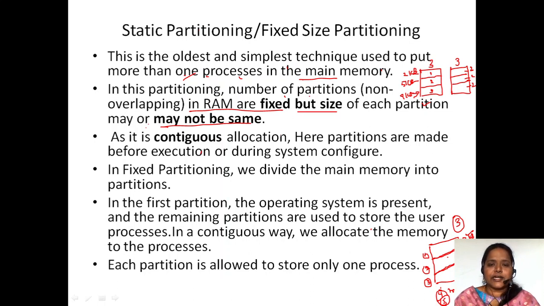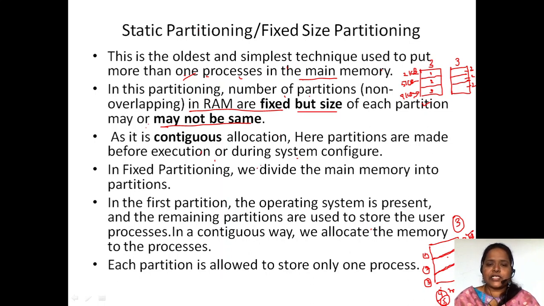As it is contiguous allocation, partitions are made before execution or during system configuration. Before execution, or when we are configuring the system, we make 11 partitions, 12 partitions, like that. Later on we are not going to change those partitions. So that is the fixed partitioning.